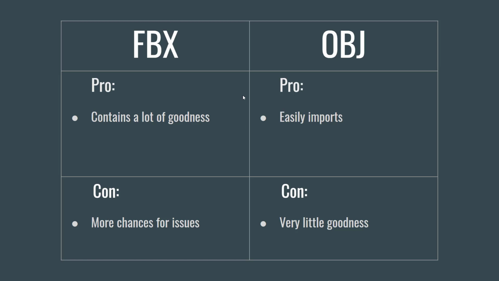So an FBX contains a lot of goodness. What do I mean by that? It contains the model, it contains texture data. So if you've got color and you've got normal maps, which is something that creates extra detail, and if you've got a rig and you've got animations, all of those things will be baked or embedded inside of that file. One of the cons of using this kind of file is that there are more chances for issues. And what I mean by that is that it contains a lot of things, and sometimes in the process of moving it from one program to another, you might lose some of that data.